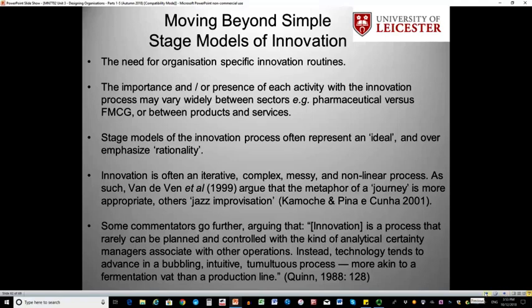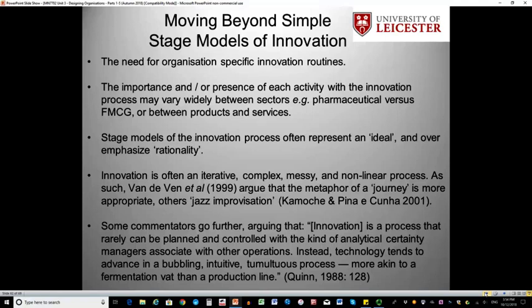But some have argued that actually innovation is a process that can't be planned, it can't be controlled, and that metaphors like fermentation are a much more appropriate way of thinking about the innovation process, that innovation is something that advances through bubbling, intuitive, tumultuous processes, which Quint says is much more akin to the fermentation vat. And that would almost dismiss the idea that we can even have a stage model approach, or that a stage model approach is even useful.